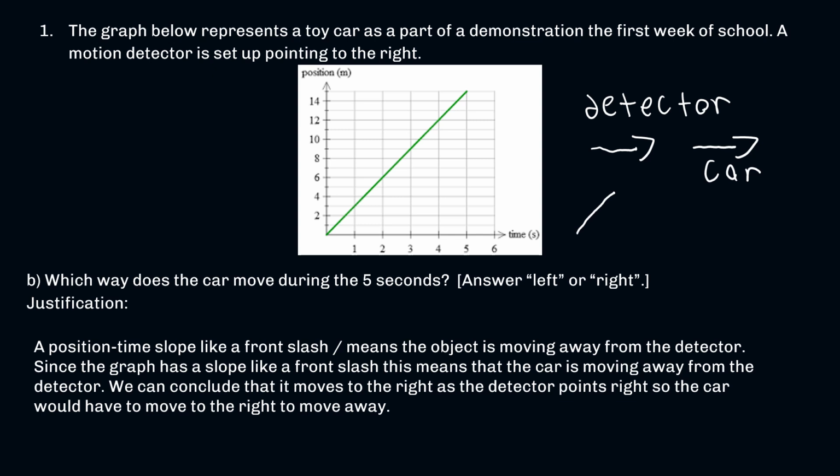All right, so position time slope like a front slash means the object is moving away from the detector. That is my evidence. That is my fact. Since the graph has a slope like a front slash, this means that the car is moving away from the detector. That is my reason. A little more reasoning here. We can conclude, or this is my claim, we can conclude that it moves to the right as the detector points right. So the car would have to move to the right to move away. So that is also shown by my arrows up there as well. So detector pointing to the right, car has to move to the right to get away. That should make sense. So let's move into our last part here.